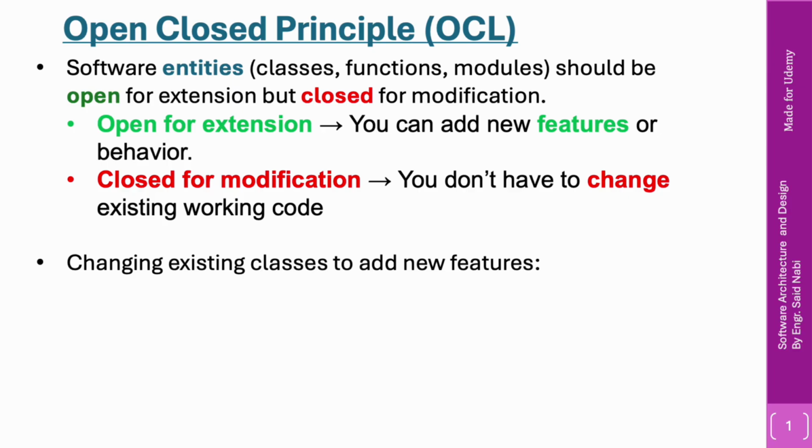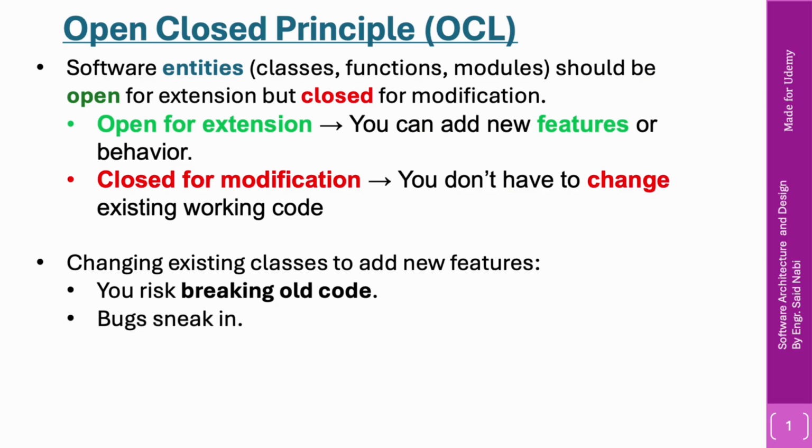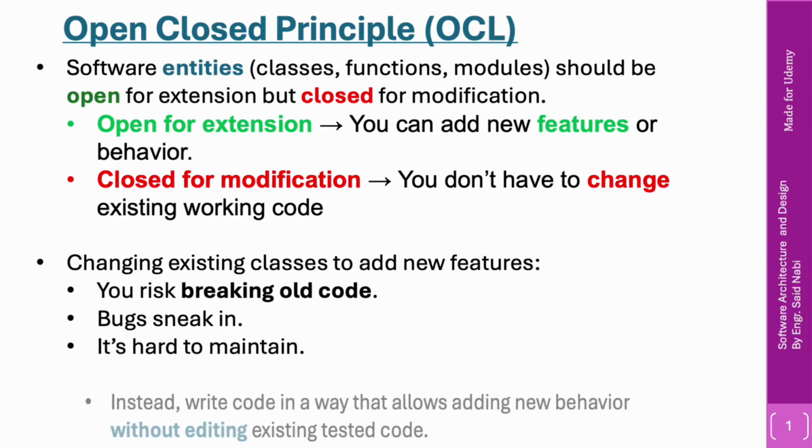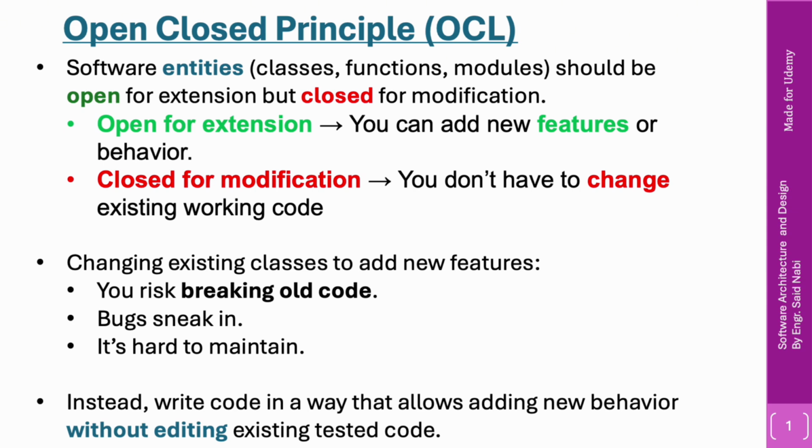By changing existing classes to add new features, you risk breaking the old code. For example, if you want to change the existing code for a class, your existing functionality is at risk, and bugs sneak in. You change the existing class, and you see a lot of bugs in your code, and then you have to find each of them, the existing functionality breaks, and it's hard to maintain, right? So instead, write code in a way that allows adding new behavior without editing existing tested code.